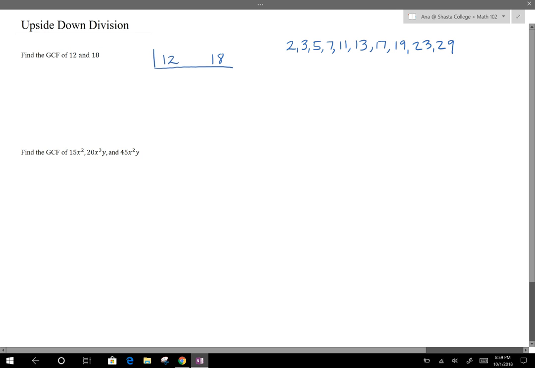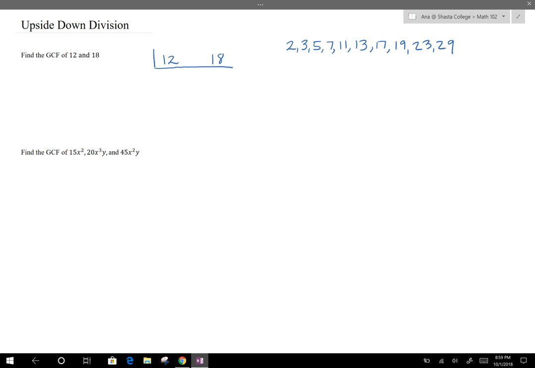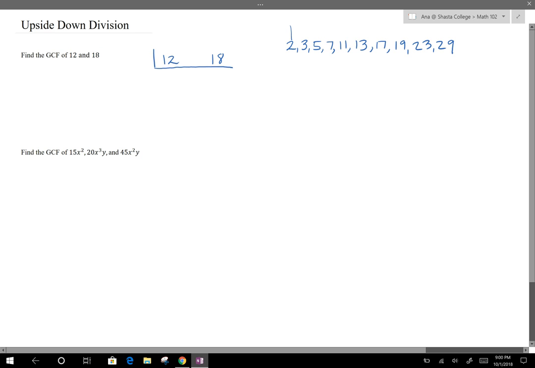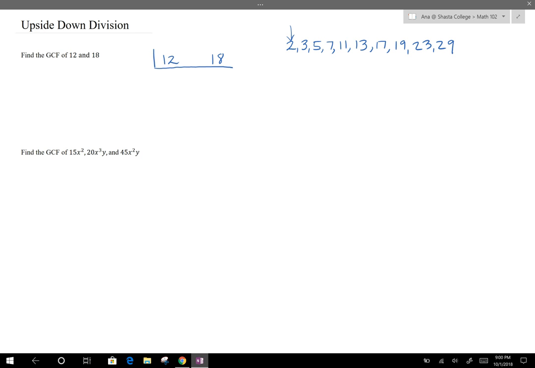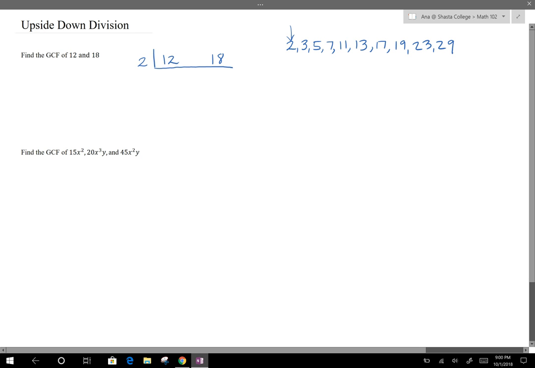Now, when I'm looking at my upside down division, as a practice, because I typically do greatest common factor, least common multiple, common prime factorization, common denominators, I do all of these things with upside down division. I just follow the same process every time. And I look to see if the first prime number goes into the two numbers I'm dealing with. Because 12 and 18 are even, 2 is going to divide into both of those.